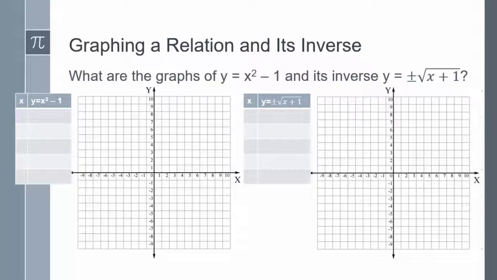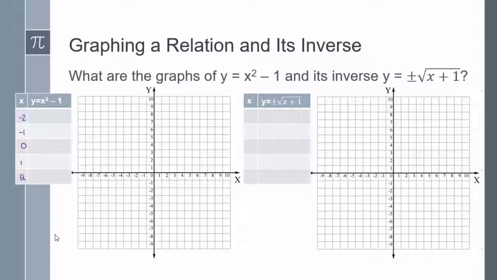Graphing a relation or function and its inverse. What are the graphs of y equals x squared minus 1 and its inverse y equals plus or minus the square root of x plus 1? There are two ways that we could graph this. We could either graph the parent function and then do the transformation. In this case, the graph would go down by 1. Or we can do an input-output table, and that's what I'm going to do over here.